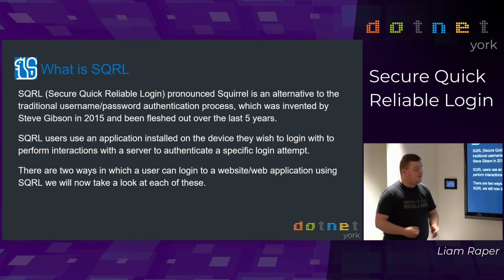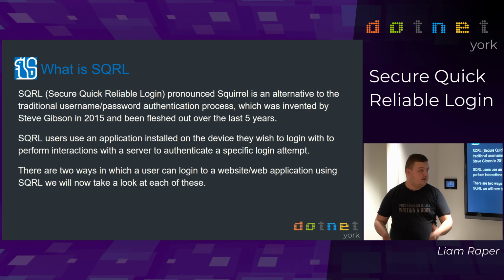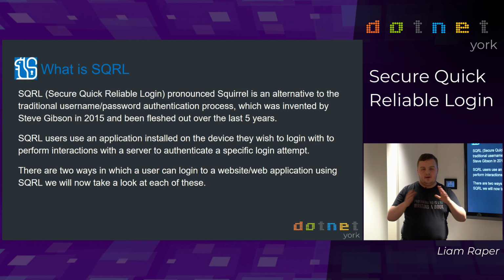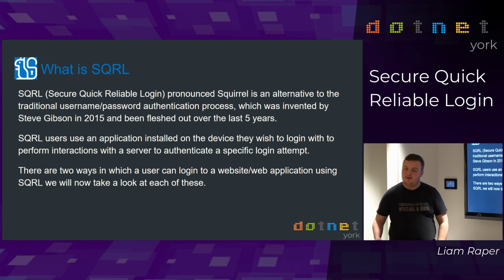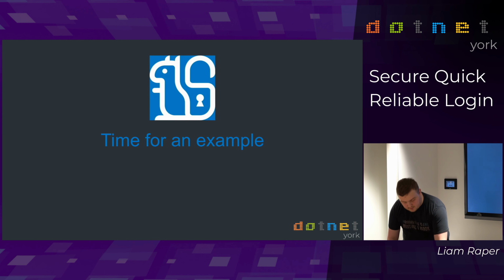So there are two ways you can use SQRL. You can either have it on your laptop or your main device, click a link and log in, or you can take another device and show it a QR code, and log in. We'll see that in a minute. So that's where we're going to go now.